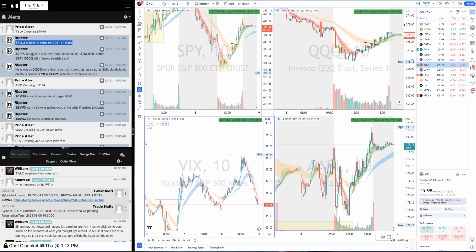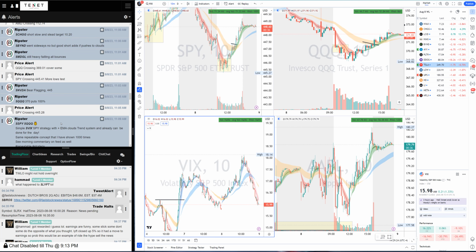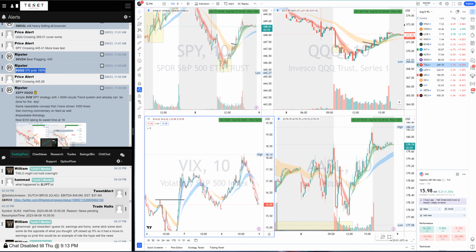Check short all day was fade to 10s, that was the target, and MDGL was the short. So then QQQ hit 369. I said cover some, right? SPY hit 445.41. I said cover some. So if you guys see, I almost bottom ticked on my price alerts. So these are my price alerts. I set them up. And Nvidia was bear flagging at 445, guys. That followed through later. So QQQ 370 puts went 100%.